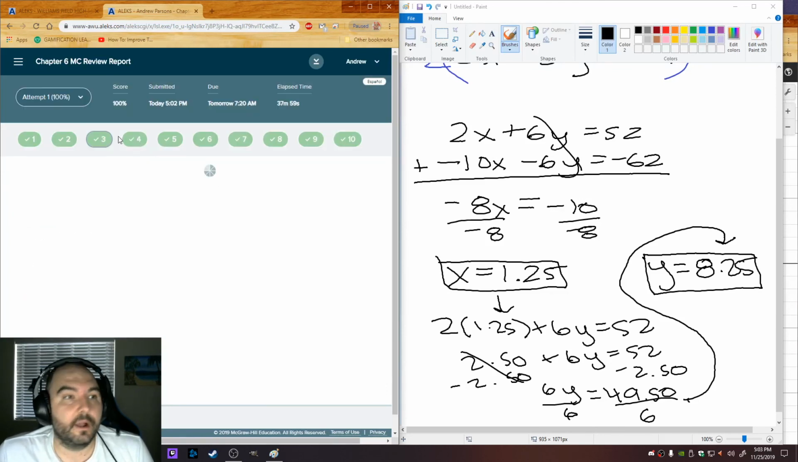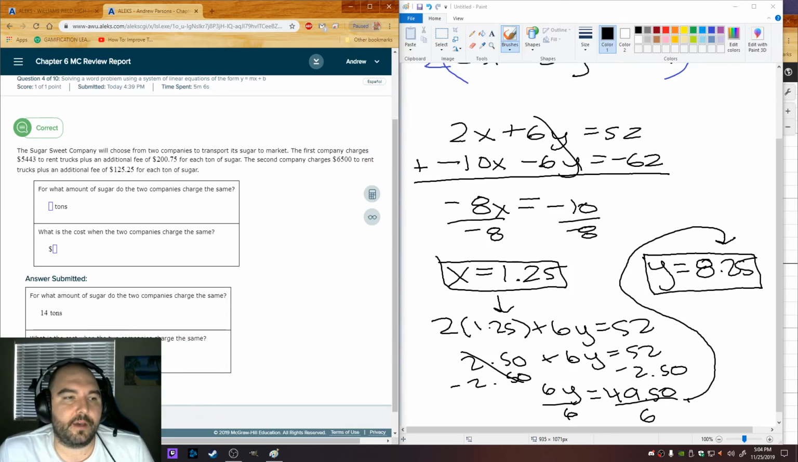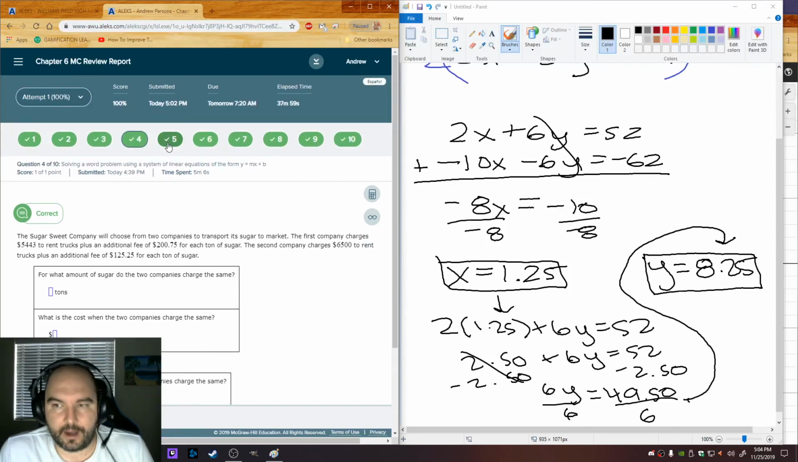Refer to the video. Problem 4 is just like problem 3, except it's a word problem. We had to make the equations. Y equals this, y equals that, set the companies equal to each other, and so on. Then you go back and plug the value in to get the cost at the same time.